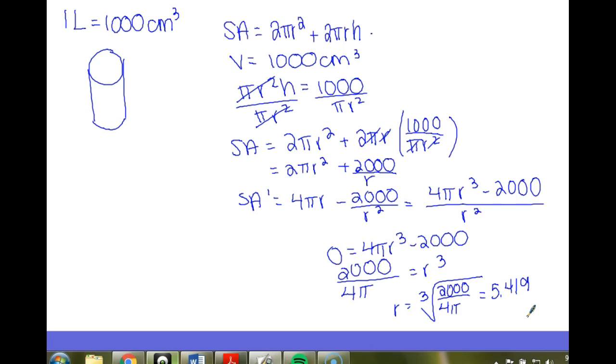And then the radius is one dimension. What's the other dimension we need? Height. So you just plug radius in. Go to 10.83.